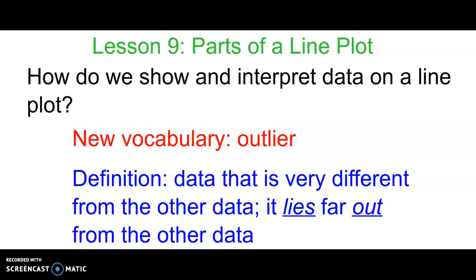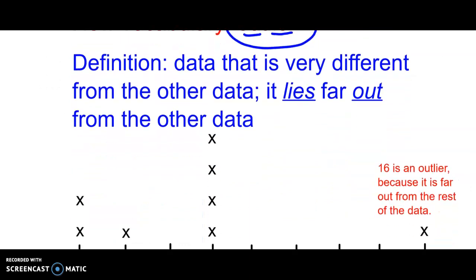But before I get into that, I want to talk about a brand new vocabulary word, okay? Our new vocabulary word is the word outlier, and you're going to see this right here on the page. So we have outlier, okay? When you look at that word, you can see out and liar. Here's technically the definition. An outlier is a piece of data, so a number, that is very different from the other data. It lies, meaning it's on the number line, it lies far out or away from the other data. So let's look at an example.